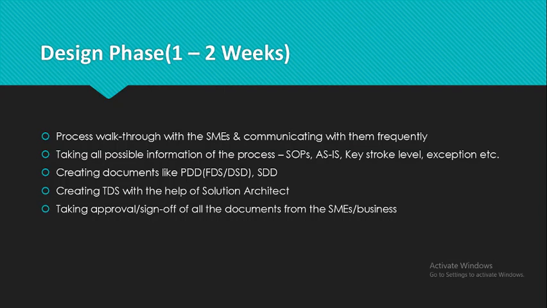So in the design phase, the main and important thing in this particular part of the robotic process automation life cycle is creating the different kinds of documentation for the entire process, be it PDD, SDD, FDS, DSD, TDD, or technical design document. So there are different kinds of documents.